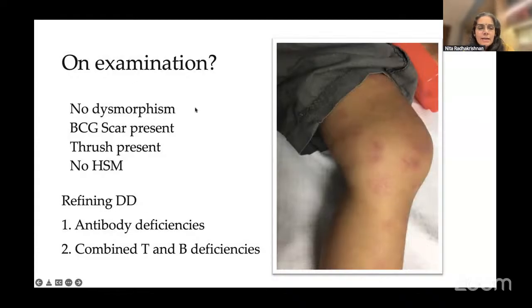On examination, there's nothing very remarkable except for the skin rash. It is a violaceous rash which is slightly elevated. It is not really an infective rash, and later we biopsied it. It turned out to be a vasculitic rash.